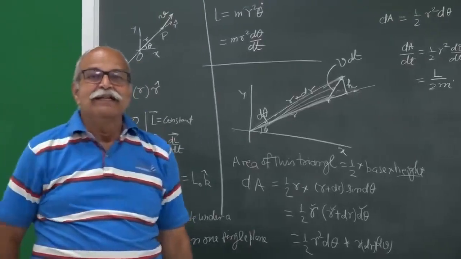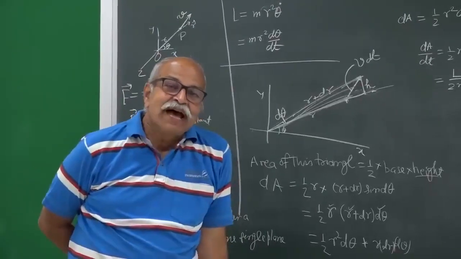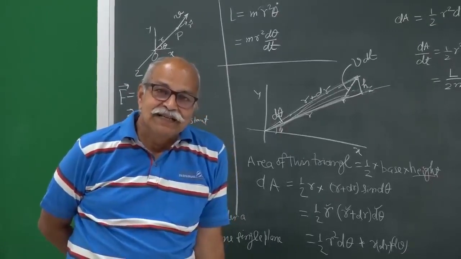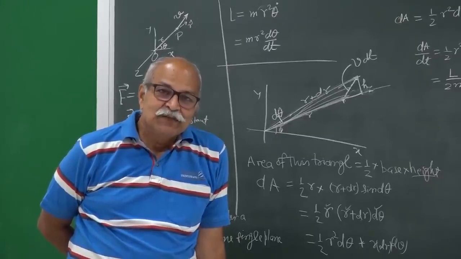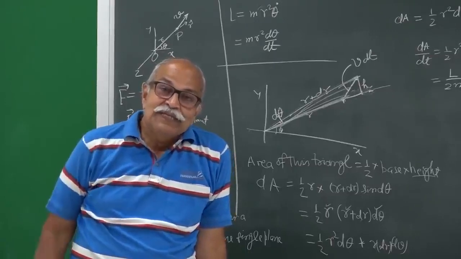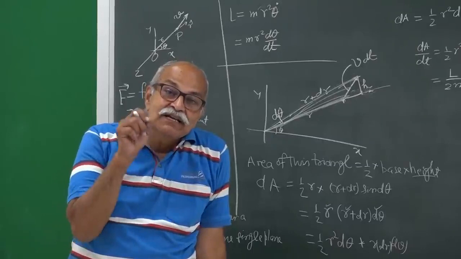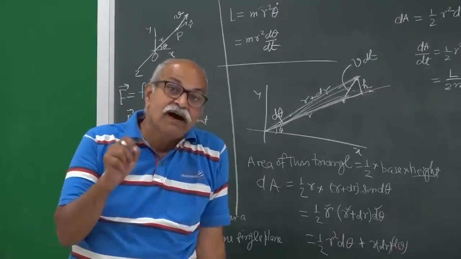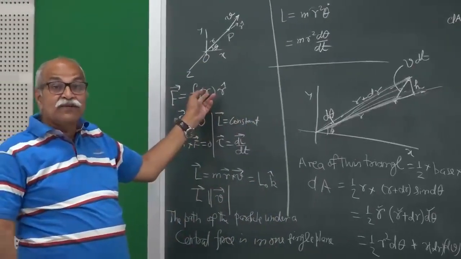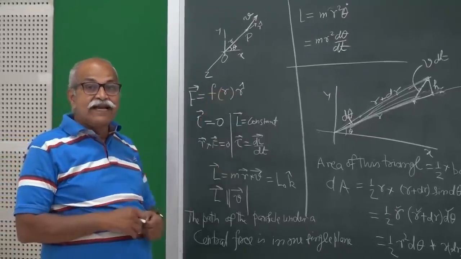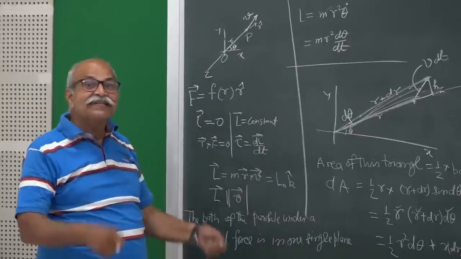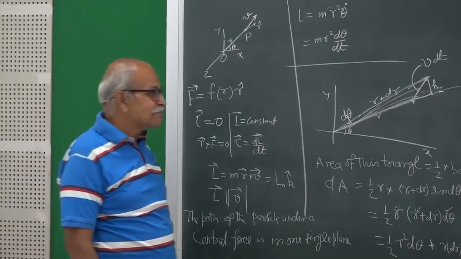Constant, independent of time. The magnitude of angular momentum does not change with time. L is a constant, so L by 2m is a constant. Whatever be the functional form of the central force, whatever be the function f(r), for all central motions this is true. The radius vector sweeps equal area in equal time, because the rate at which this area is swept is constant.